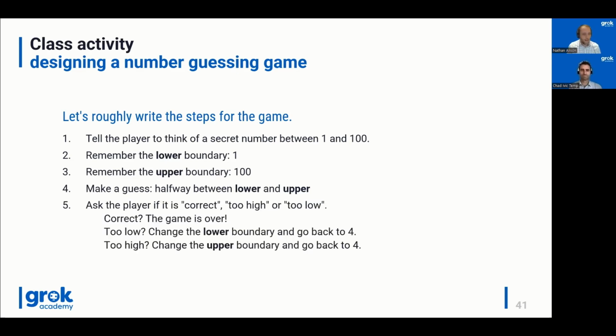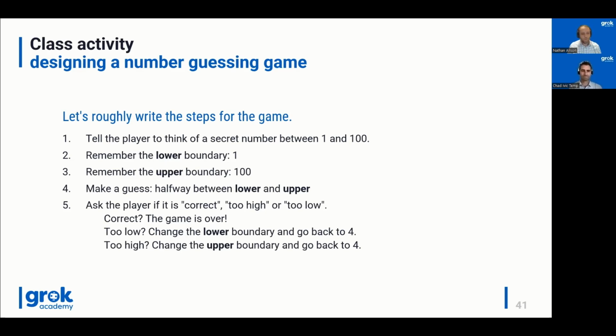Then the computer is going to ask the player if it is correct, too high or too low. And there are 3 possible outcomes here. So this is complex branching. We've got 3 possible outcomes. The player could say, you got it right. That was a lucky first guess. The game is over. Or the player could say, that's too low.